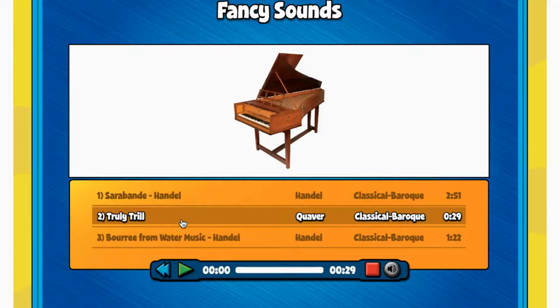For our next song, we are going to be listening to a song that was created by Quaver called Truly Trill. We're listening again for items that make this song sound fancy. Here we go.